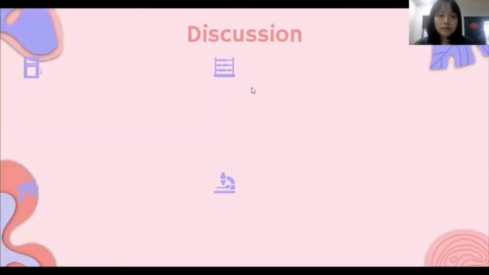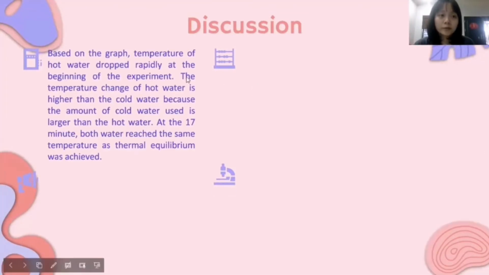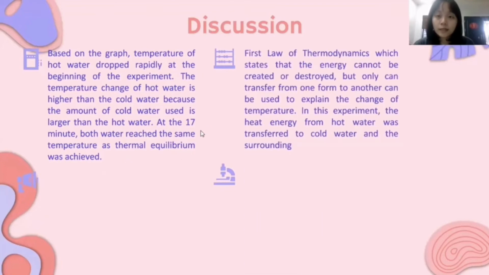For our discussion, based on the graph, the temperature of hot water dropped rapidly at the beginning of the experiment. The temperature change of hot water is higher than that of cold water because the amount of cold water used is larger than the hot water. At 70 minutes, both waters reached the same temperature as thermal equilibrium was achieved. The first law of thermodynamics, which states that energy cannot be created or destroyed but can only be transferred from one form to another, can be used to explain the change of temperature.